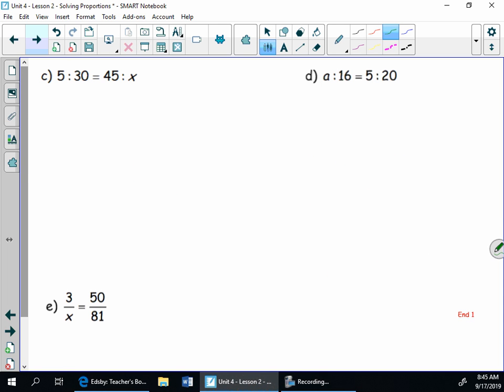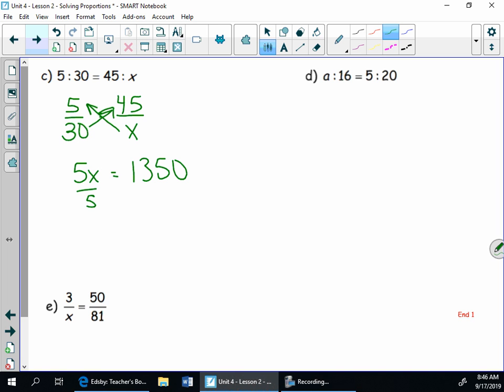5 to 30 is the same as 45 to x. Well, we don't really like ratios with colons. Let's turn them into fractions. So 5 over 30 and 45 over x. Okay, let's cross multiply. 5 times x makes 5x equals 30 times 45 makes 1,350. That's what 5x's is. We don't want 5x's, we want just x. Whatever I do to one side, do to the other. So x comes out to 270.